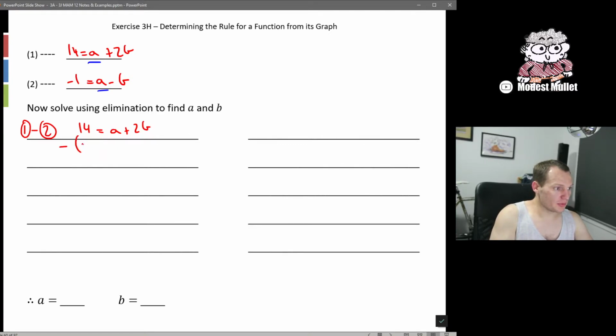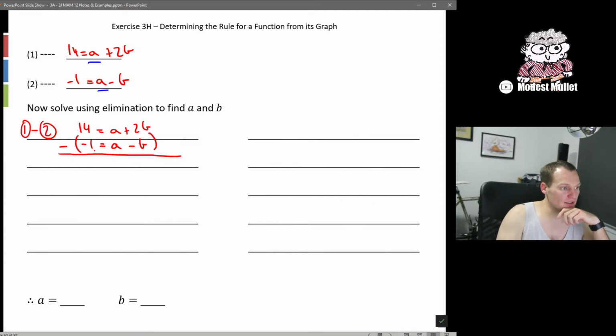Take away, and I put everything in brackets just to help remember about any sign issues. I'm going to do this take away working down. So I've got 14 take away -1, so that gives me 15. A take away a cancels out, and I've got 2b take away -b. So that's effectively adding a b, so I get 3b.